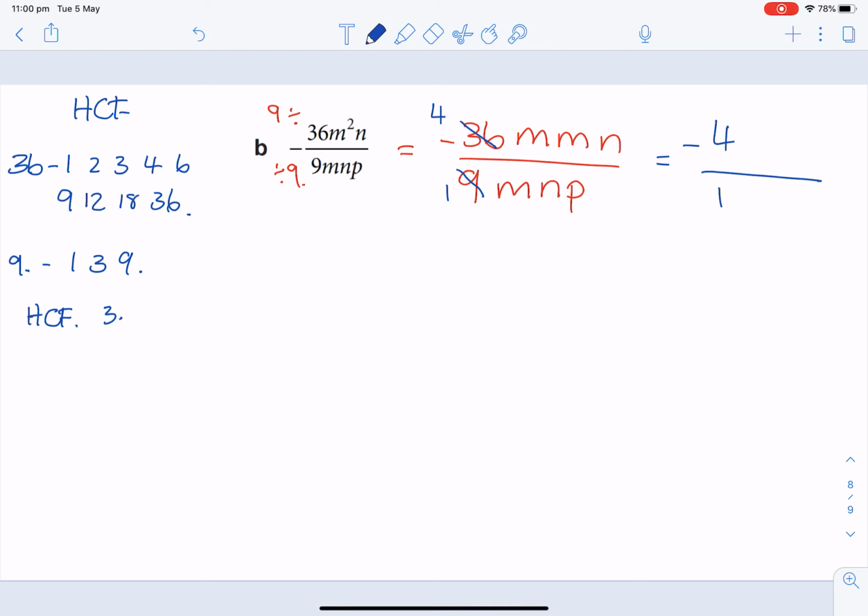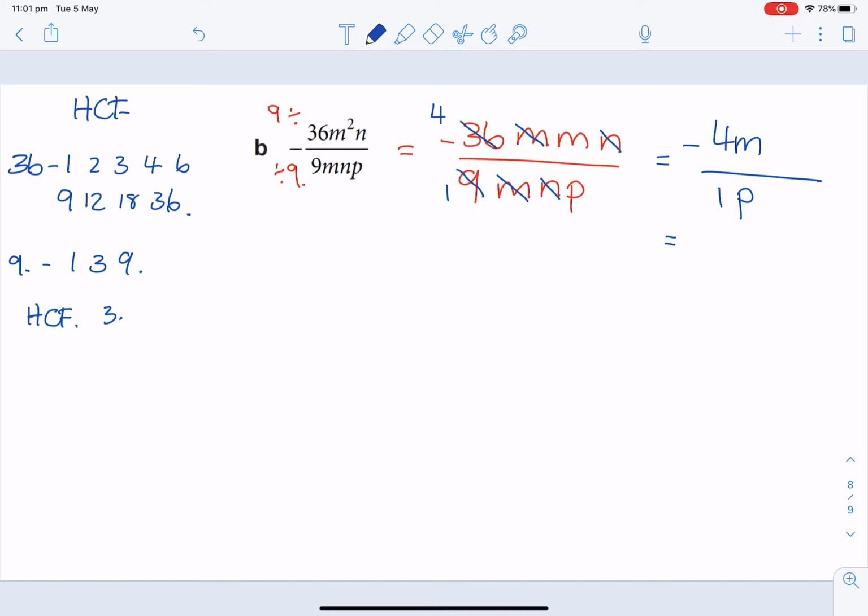Then I'm going to start with my m's. I've got m and m on the top, and I've got a single m on the bottom. So 2 m's at the top, 1 on the bottom. Let's get rid of 1. I still end up with 1 m. So we'll pop that on the top. Then I've got n on the top, n on the bottom. So get rid of 1n, get rid of 1n, and I don't end up with any n's. And I have one lonely p left on the bottom. So I have negative 4m on 1p.